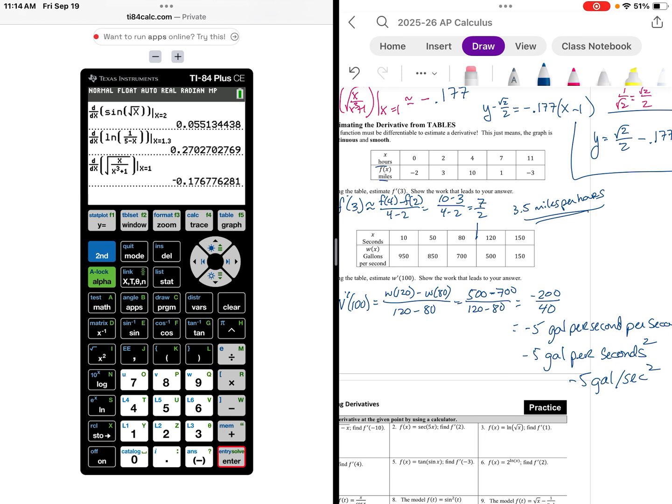So those are options for writing the units on that problem when we notice that the y value in this case happens to be a rate of change. When we go to find the rate of change of a rate of change, we end up with kind of crazy looking units there. All right.